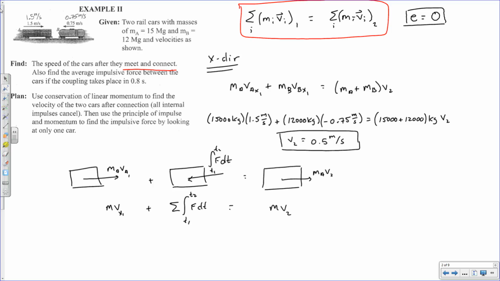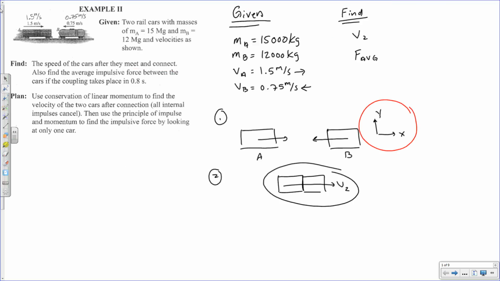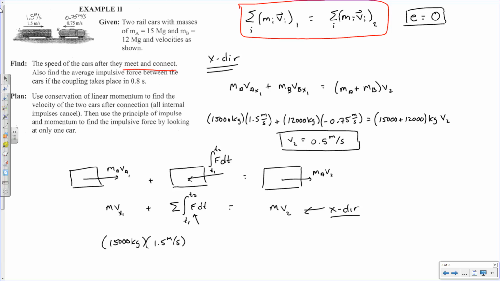So again, we recognize the only unknown in this equation will be the force, because we know the mass of the object is 15,000 kilograms. We know that it's moving to the right at 1.5 meters per second initially. This is still a vector equation. It's written in the x direction, but fundamentally it comes from a vector equation. We need to obey the positive and negative sign conventions, which are still described by our original diagram, positive x being towards the right.